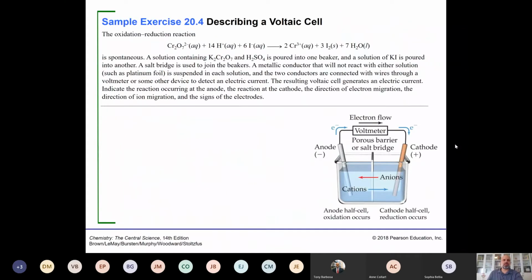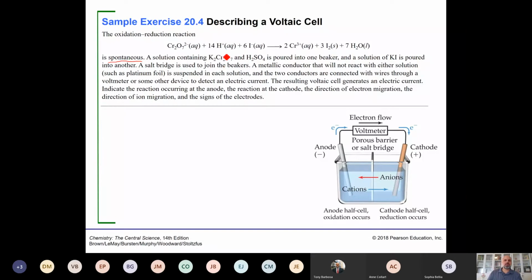All right, so let's go through an example and describe a voltaic cell. The oxidation-reduction reaction of chromium: Cr2O7 2-, the dichromate ion, is reacting with 14 protons and 6 iodide ions to form chromium in the 3+ state, plus elemental iodine plus water. So this is a spontaneous reaction. They're telling you that this is going to work in the forward direction, right?